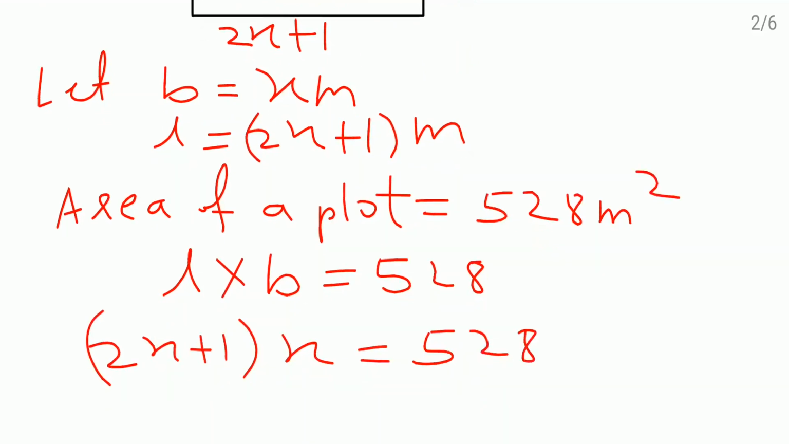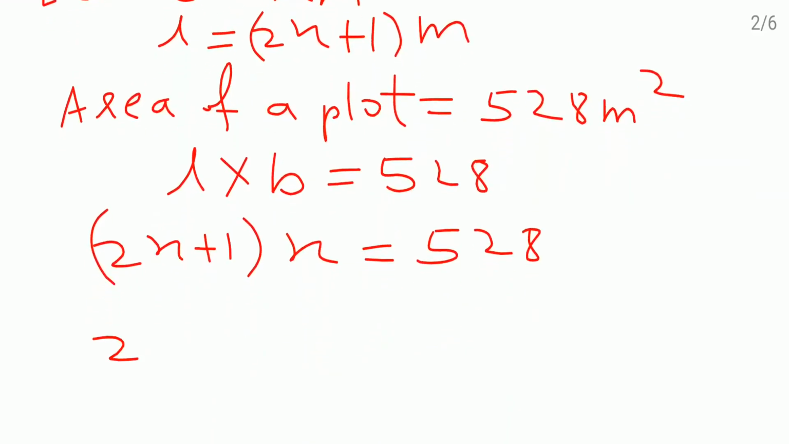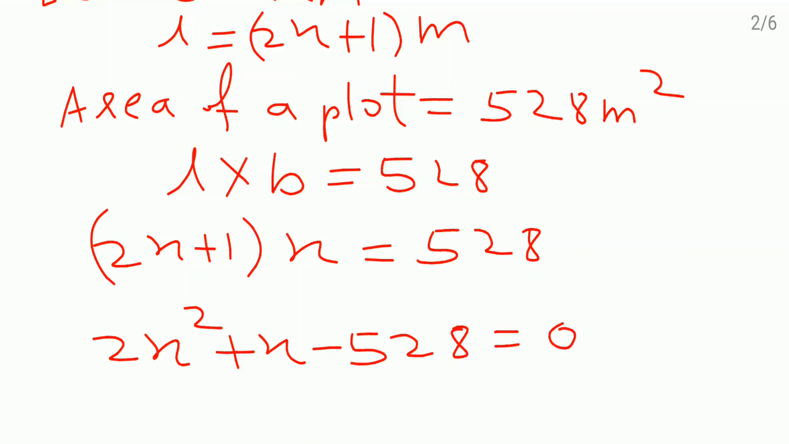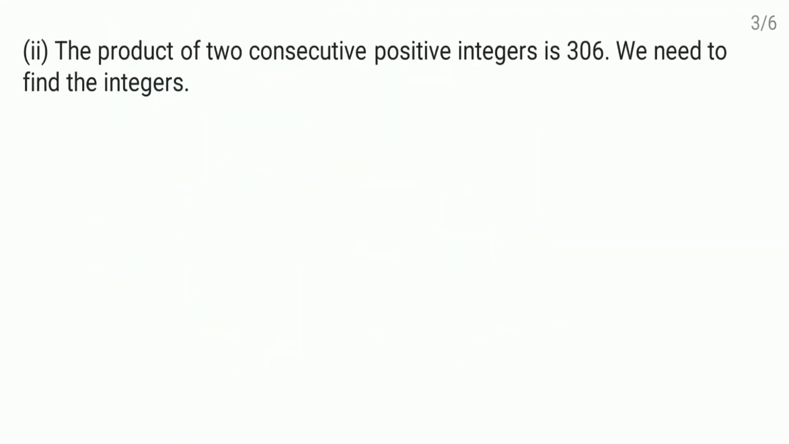We'll just multiply it. 2x square plus x. This 528, I'll bring this side. Minus 528, which is equal to 0. Now this one is the required quadratic equation for this situation. Now let us see the second one.